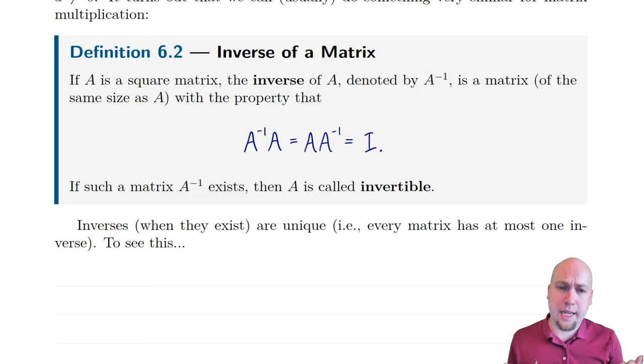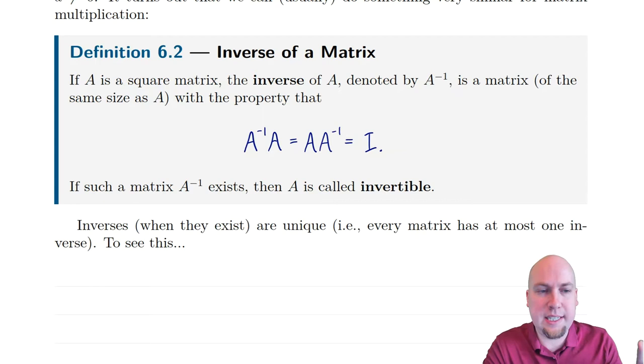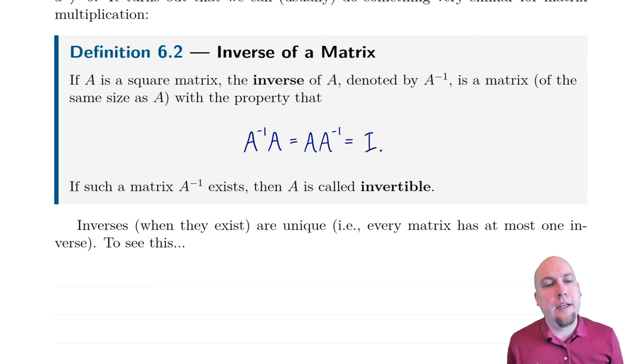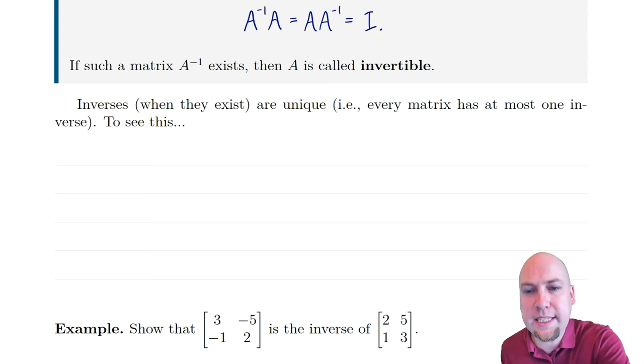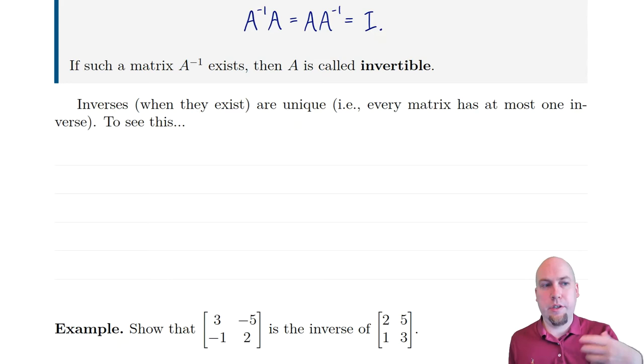And if such a matrix A inverse exists, then we say that A is invertible. And we're going to see that not every matrix is invertible. You can't always undo the action of A, but when you can, we call it invertible. Now just to get some technicalities out of the way, we've been saying things like the inverse of a matrix, and there's a reason for that: inverses, if they exist, are unique. So every matrix has either no inverse at all, or it has exactly one inverse. You're never going to find a matrix that has two or more inverses.